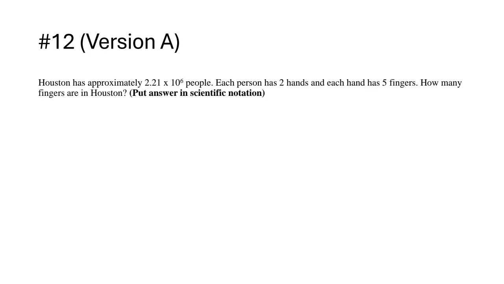Okay, so this is number 12 on version A. And as I said, you can figure out version B and version C yourself. Houston has approximately 2.21 times 10 to the 6 people. Each person has 2 hands, and each hand has 5 fingers. How many fingers are in Houston?